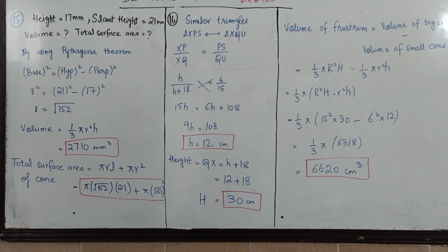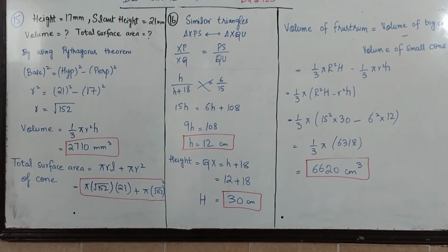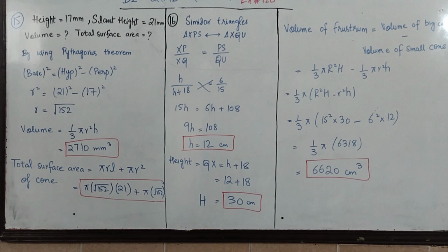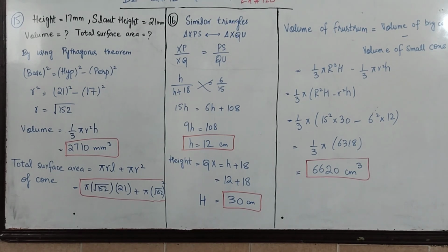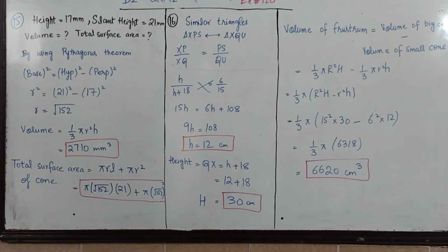So first of all, the concept we are using in this question is similar triangles. You can see the two triangles, which are XPS and XQU. These two triangles are similar. For the property of similarity, we know that the ratio of the side XP over XQ is equal to the ratio of the side PS over QU. So this is the property of similar triangles, which you are already aware of.